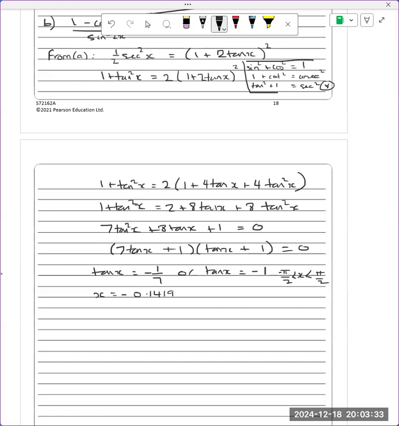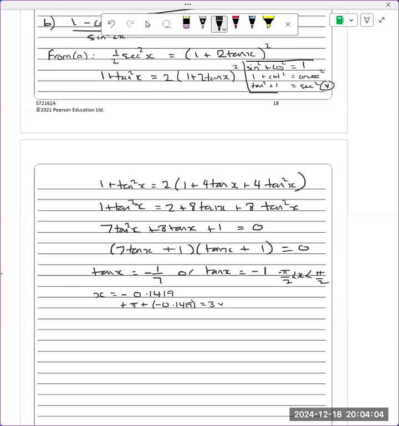If we add pi to that, we're going to probably get something out of range, aren't we? So plus pi is 2.99999, which is basically 3. Now that's out of range. Okay, we're limited to this fairly small range. And if we subtract pi, obviously we're going to be even more out of range. So that's the only answer there.